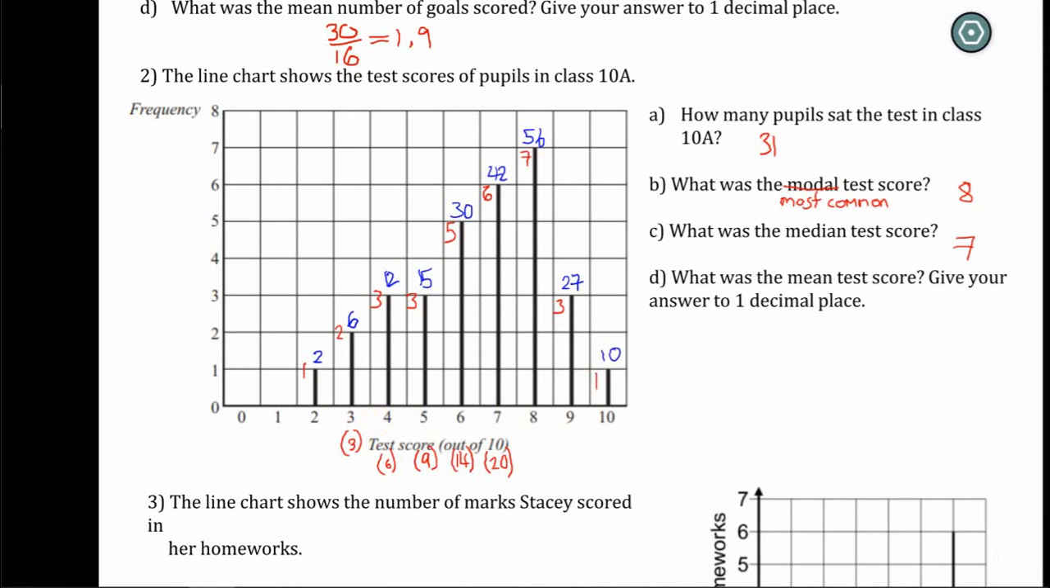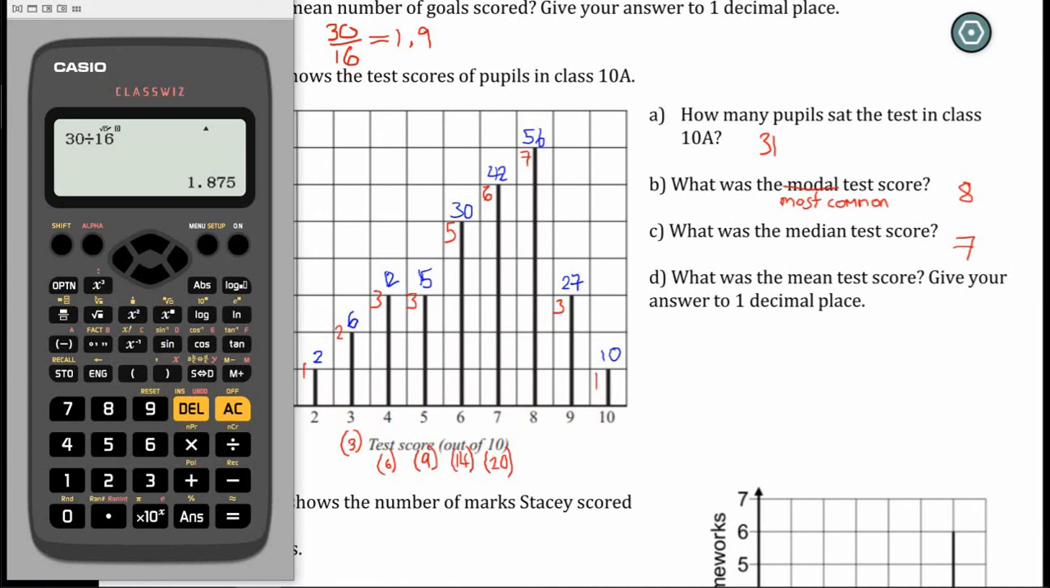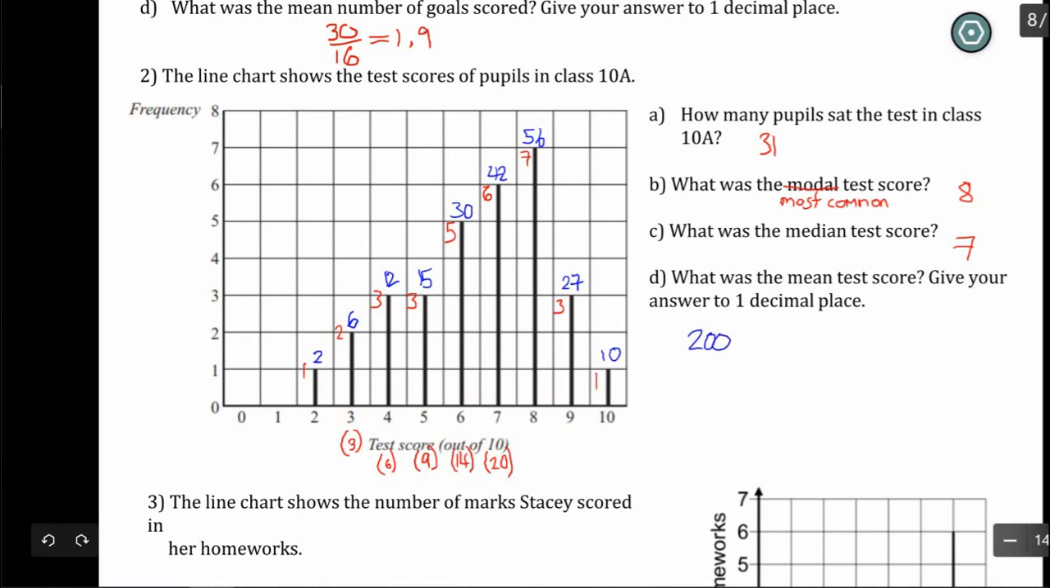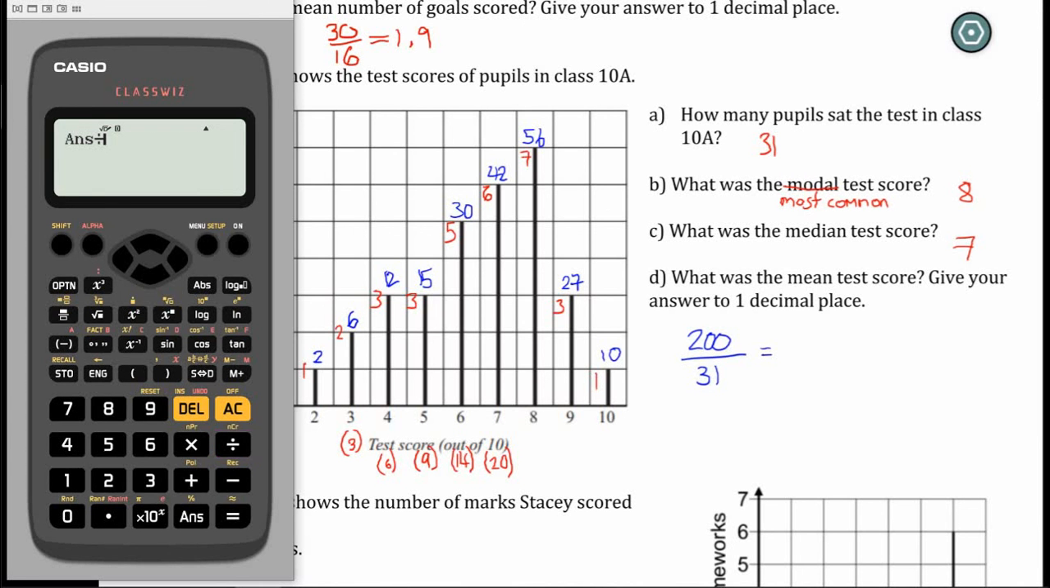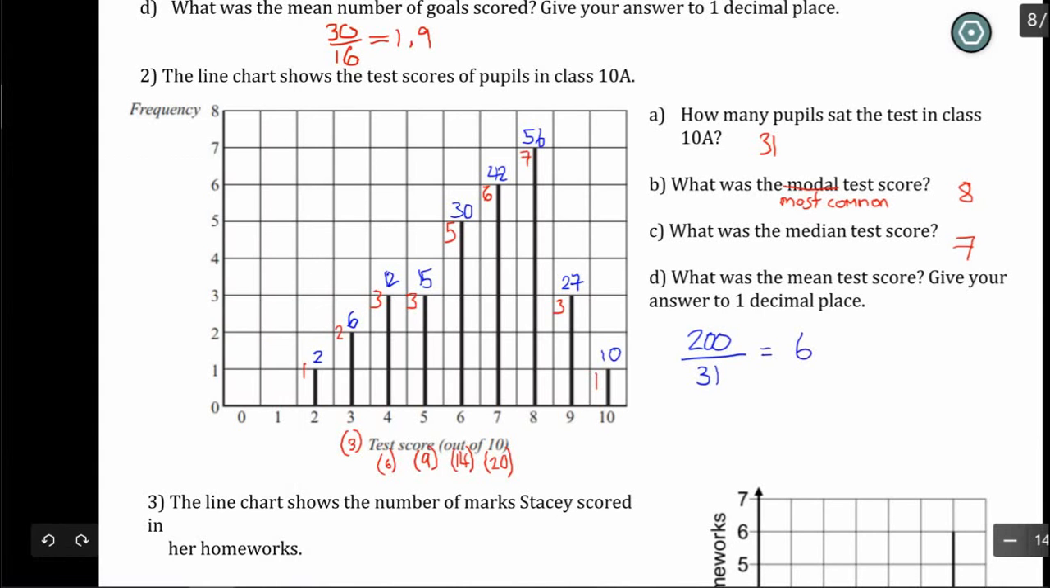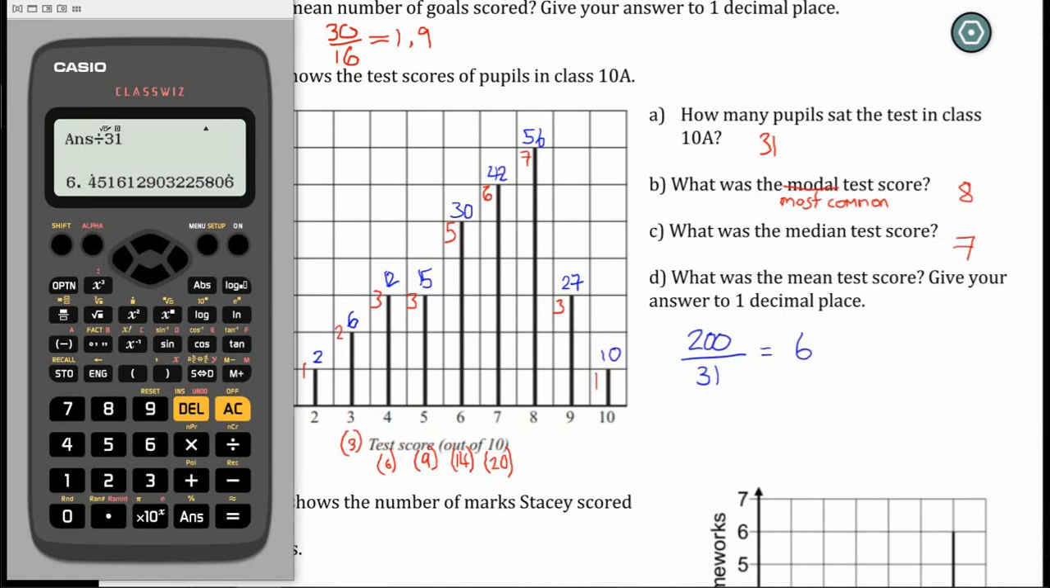Now I need to add these up to find the total score. 2 and 6 and 12 and 15, 30, 42, 56, 27 and 10. Total test score was 200. And I'm going to divide by the number of pupils, and that was 31. We found that in part A. Divide that by 31. Round to 1 decimal place, so that's 6.5 that would round to.